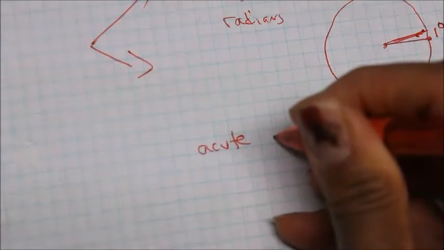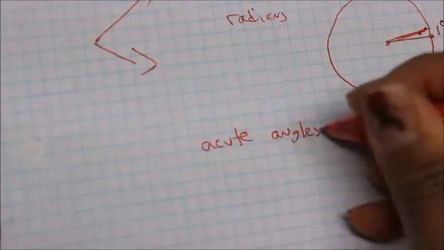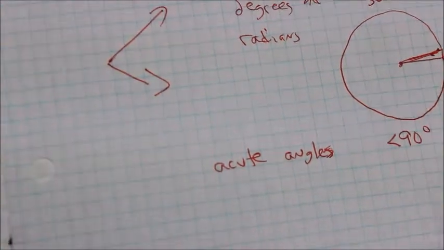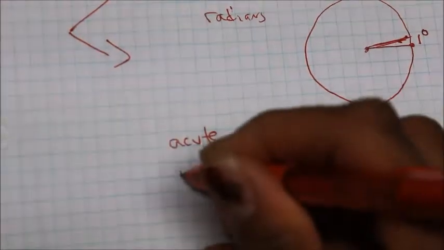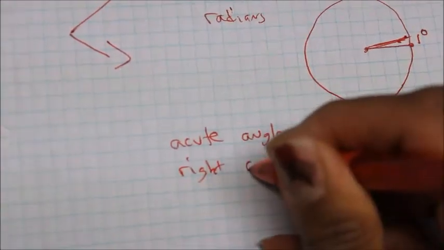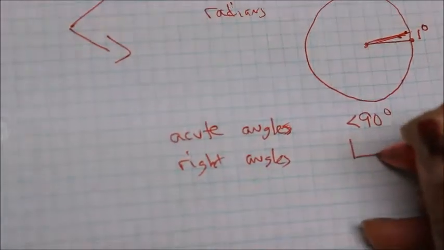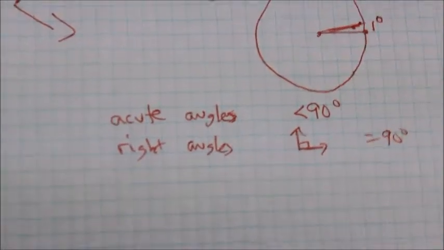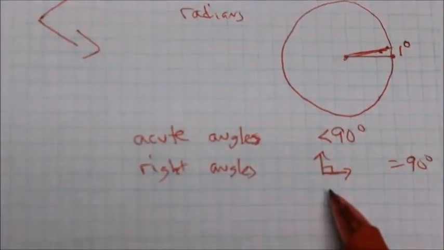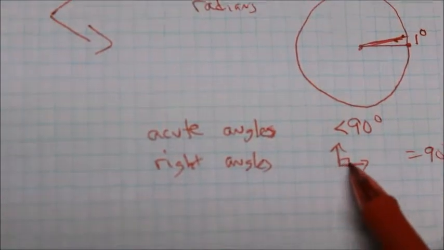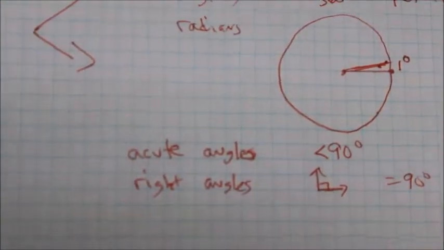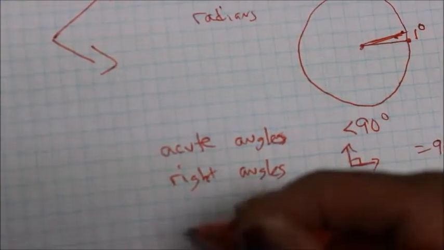We can group angles into different types. We have acute angles. Those are angles that have a measure of less than 90 degrees. We have right angles, which are exactly 90 degrees. And we can't assume that anything that looks like a right angle is a right angle, so we draw a square to denote that it is a right angle. So you can never assume that an angle is a right angle. It has to have that little square that's telling you that it's a right angle.